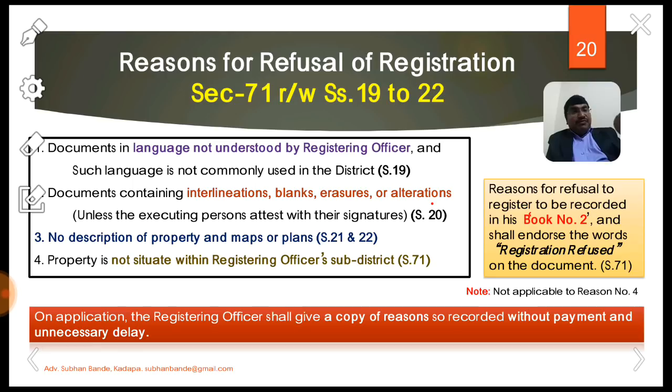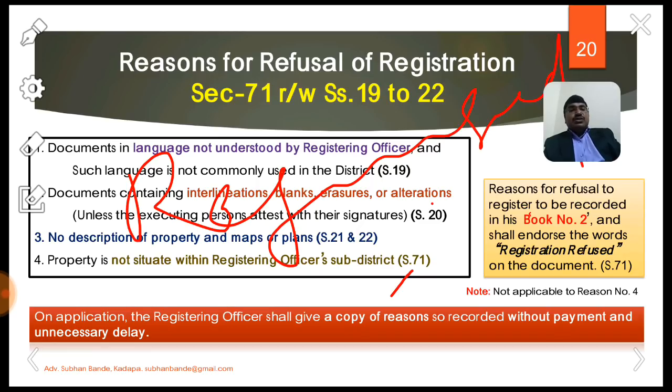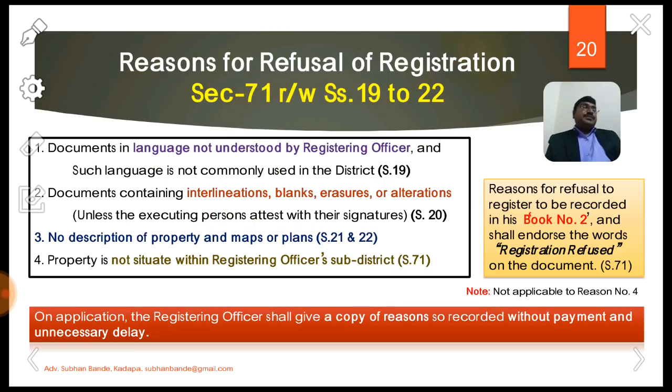The reasons for refusal should be recorded in book number 2. We have already discussed this in the previous slides. Understand that the reasons for refusal of registration should be recorded in book number 2 and the registering officer shall endorse the words "registration refused". The sub-registrar or registrar should endorse the words "registration refused" on such documents. It is specified under section 74.